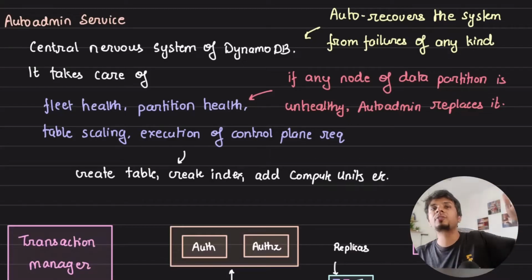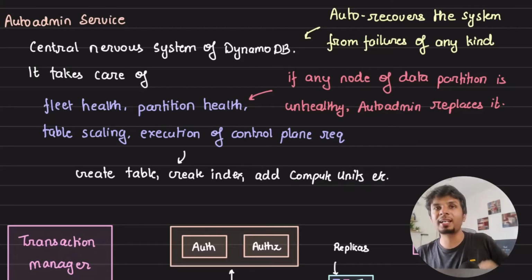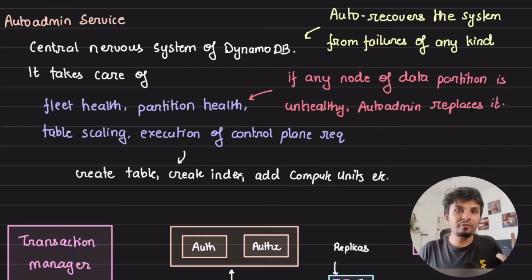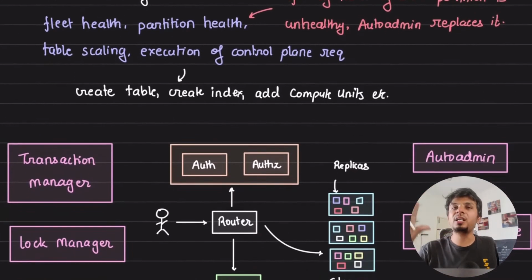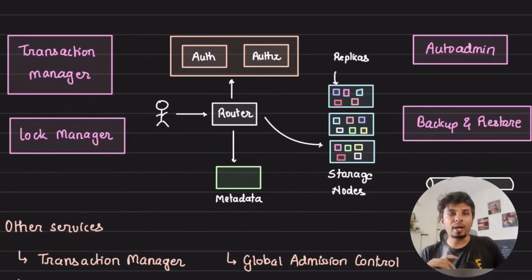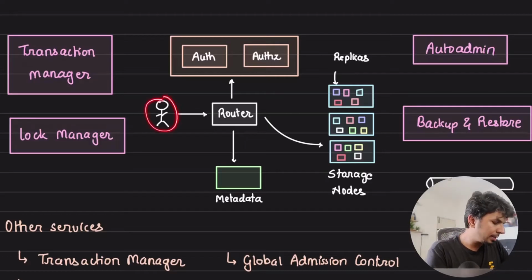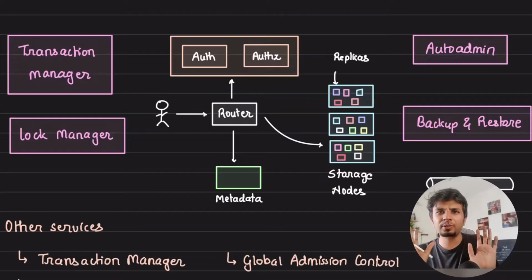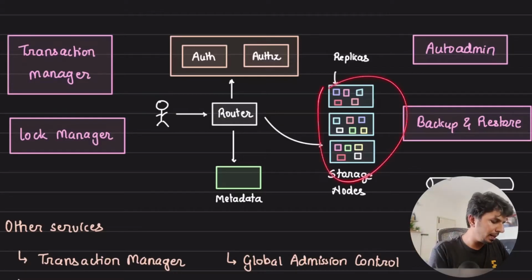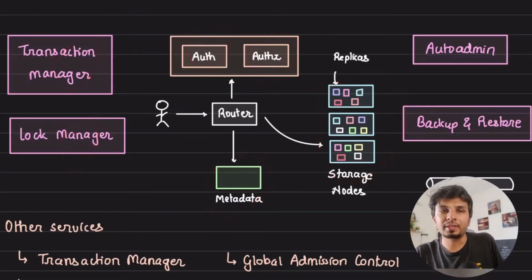It takes care of auto recovery from failures. It takes care of load balancing, offloading on the storage side. It takes care of fleet health and everything around it. So it's the master orchestrator that takes care of your entire system, right? While on your read and write path, the request comes to the router service, goes to storage, gets the response, and sends it back. This is the bare minimum that you need to do. But to keep everything up and running, it's the job of your auto admin service.